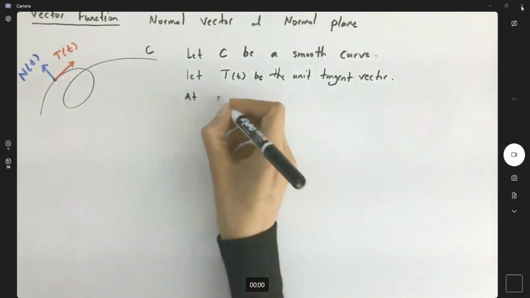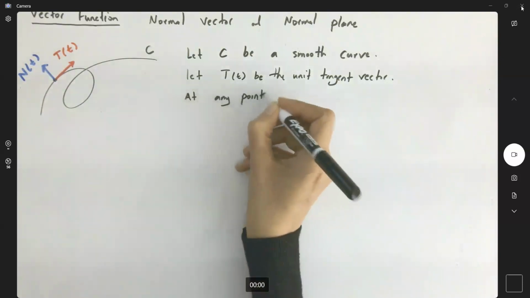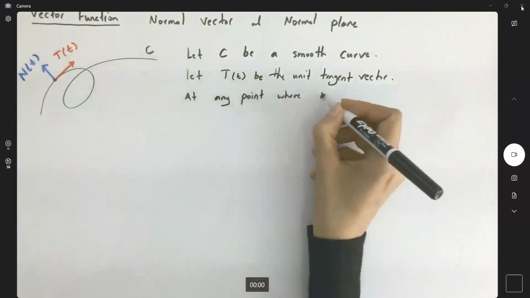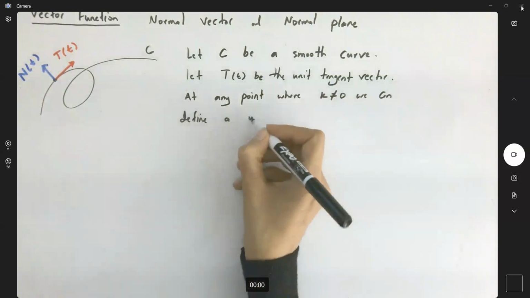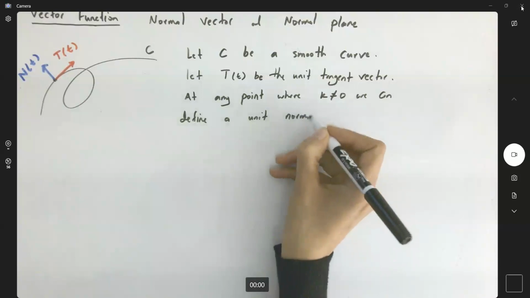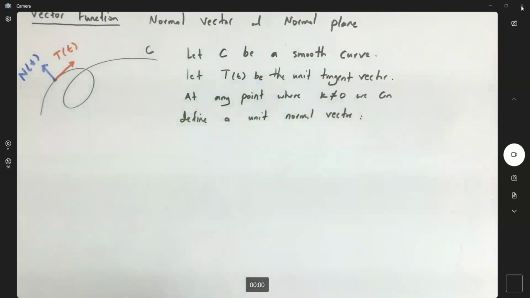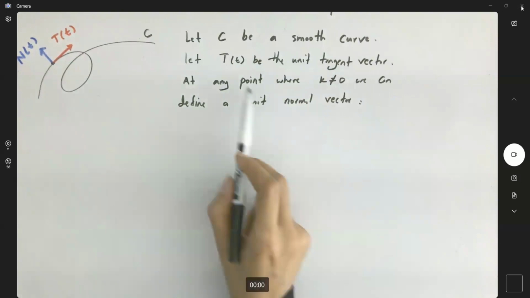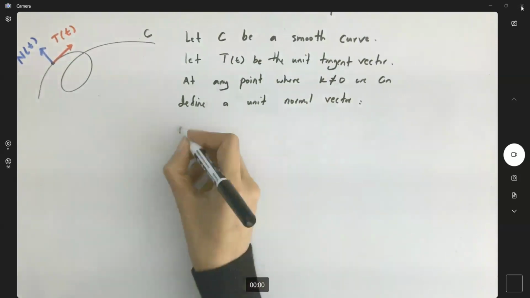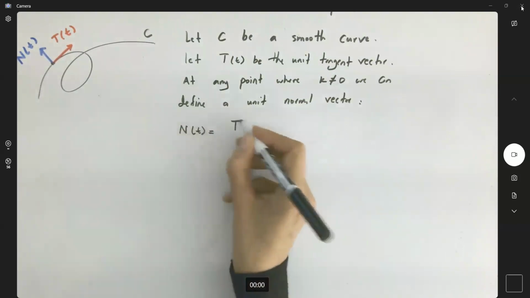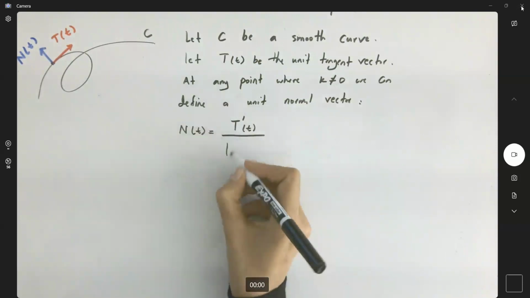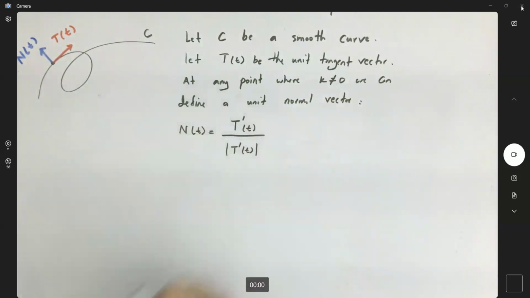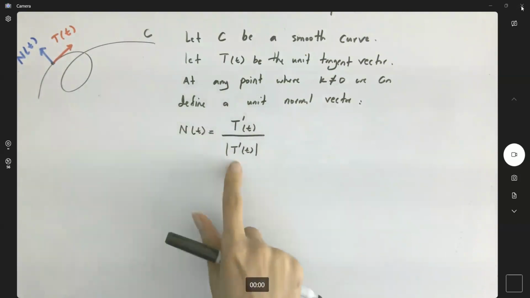At any point where the curvature is not 0, we can define a unit normal vector. This unit normal vector is defined as follows. We're going to use the unit tangent vector. N of t is equal to the derivative of the unit tangent vector divided by its magnitude, the norm of the derivative of the unit tangent vector.